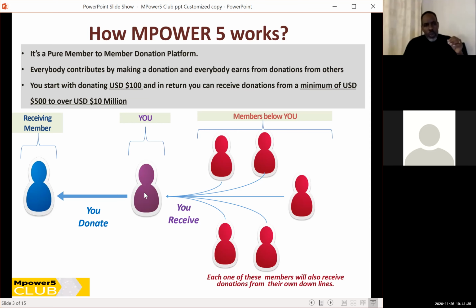But the moment you donate, the system will generate 5 positions, 1, 2, 3, 4, 5, where other people can now donate back to you. Meaning you will be ready to receive 5 donations of $100 each, and that is $500. That's why we are saying the system is able to make you receive from $500 all the way to even as much as $10 million.